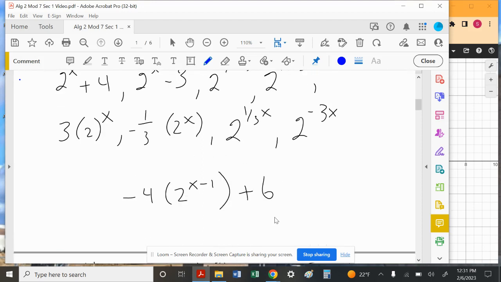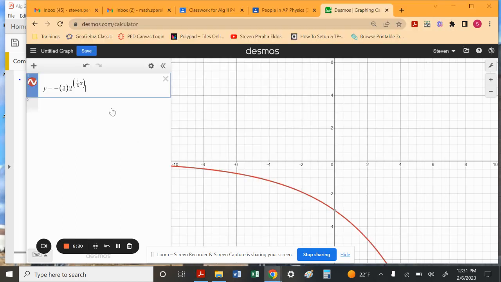You can see what happens here. This one goes up 6, to the right 1, inverts over the x-axis, and goes down 4 times faster. So we can see all these different things play into effect. So -4. I'm actually going to type this in: y equals -4 times 2 to the x minus 1 power plus 6.